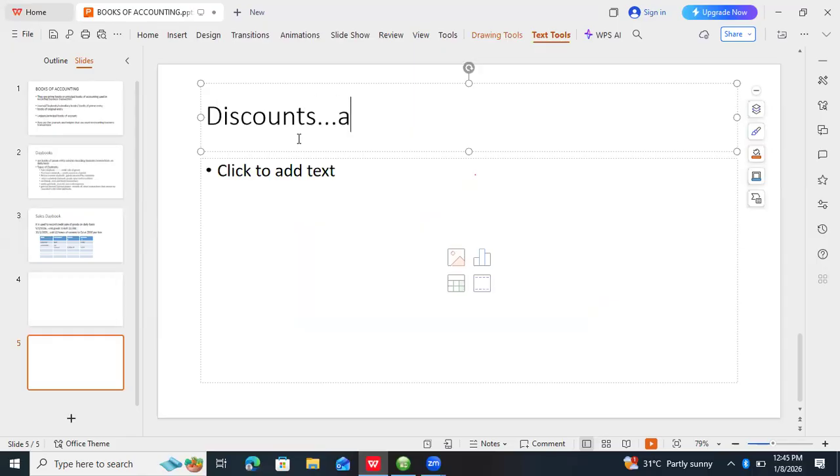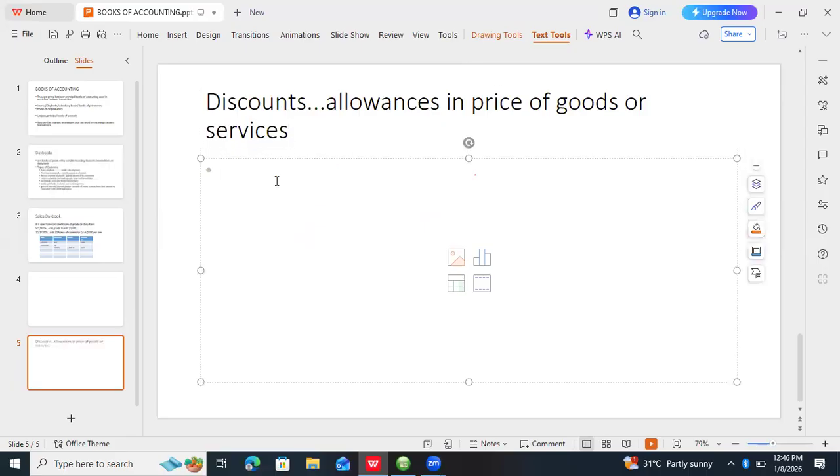A discount is an allowance or reduction in the price of goods or services. But I'm saying that we have two types of discount. Number one is called trade discount, and number two is cash discount. What is trade discount and what is cash discount? Any idea? Maybe my professors might have come across it. What is a trade discount and what is a cash discount?